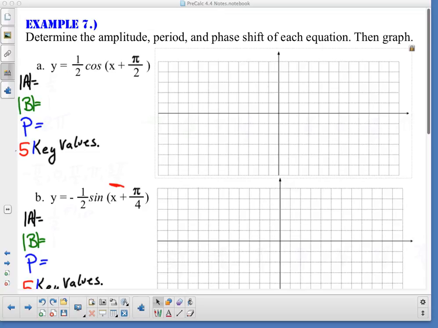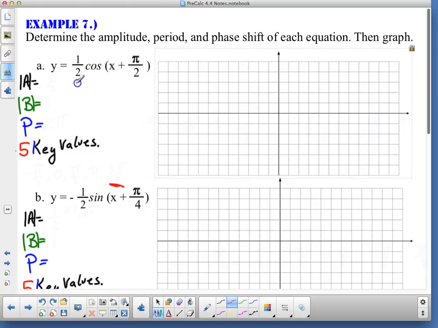First thing we're going to do, we're going to talk about amplitude. Amplitude is right there. That's my amplitude, it's 1/2. My B happens to be 1, there's no B in front here. And my H, I've got a negative pi over 2, so I'm going to have a shift to the left, pi over 2. But let's do one thing at a time. I've got 1/2 for A, and my B is 1, so my period will just be 2 pi, okay? Because remember, the period is 2 pi divided by the absolute value of B.